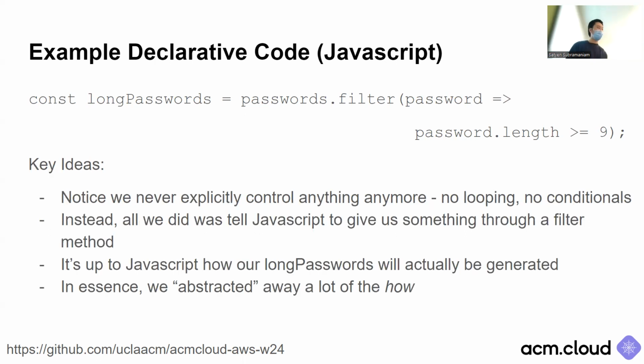So again, key ideas: we never explicitly control anything anymore. There's no looping, there's no conditionals. We don't use control flow at all here. Instead, all we did was tell JavaScript to give us something through a filter method, and it's up to JavaScript how our long passwords are actually generated. So in essence, we abstracted away a lot of the how.